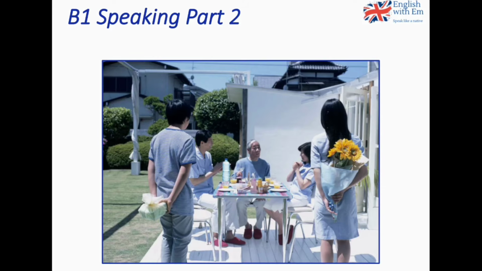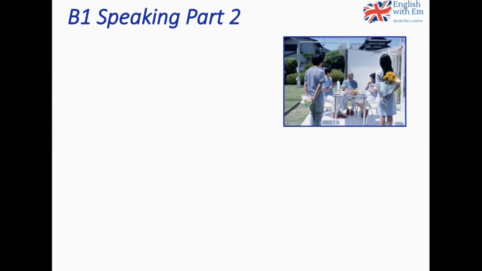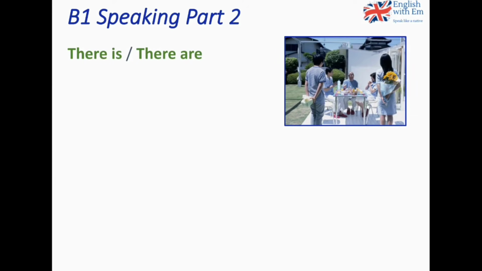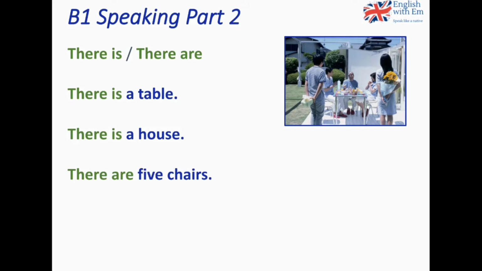So let's take a closer look at the picture. So again, we'll start with there is and there are. There is a table. There is a house. There are 5 chairs. There are 5 people. Remember, there is is followed by singular nouns and there are is followed by plural nouns.